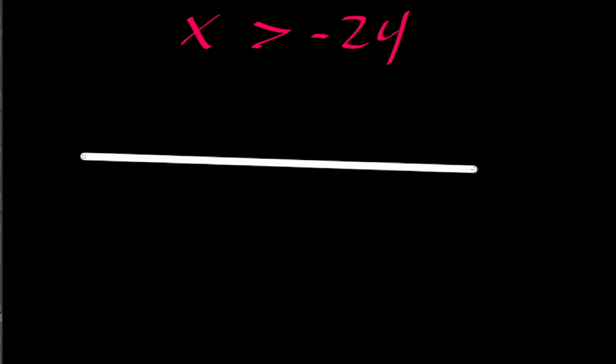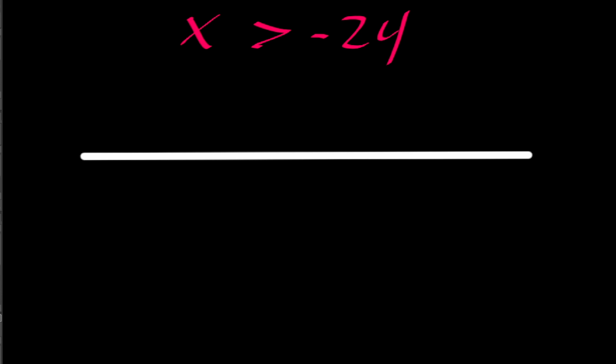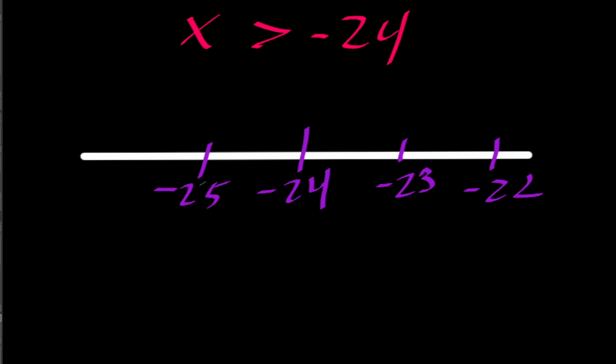So x greater than -24. My graph, I can just label it myself. I'll say -24 is right here in the middle. To the right would be greater than. So that's -23, then -22, then so on. -25 is to the left, -26 is to the left, and so on.